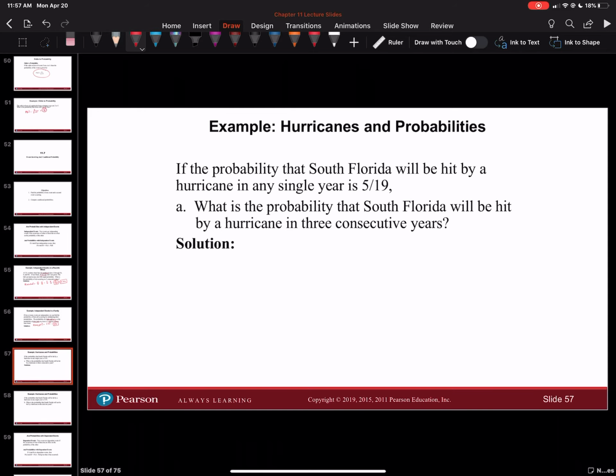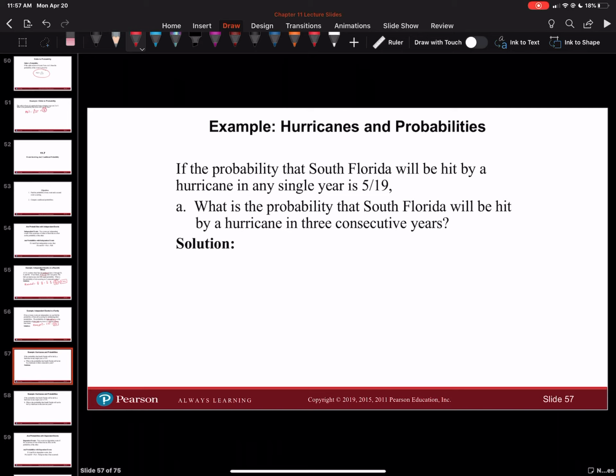It says the probability that South Florida will be hit by a hurricane in any single year is 5/19. What is the probability that South Florida will be hit by a hurricane in 3 consecutive years?